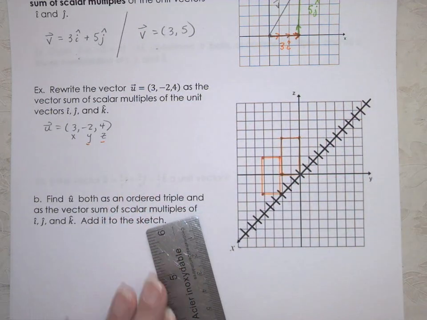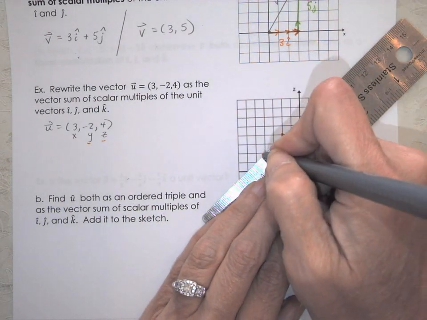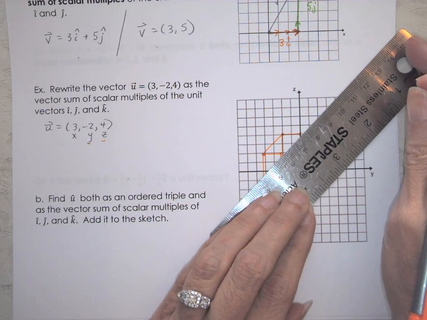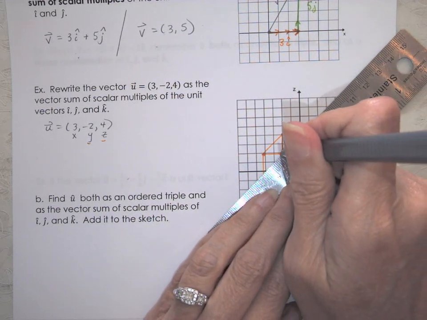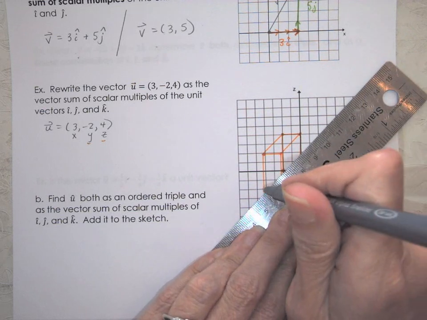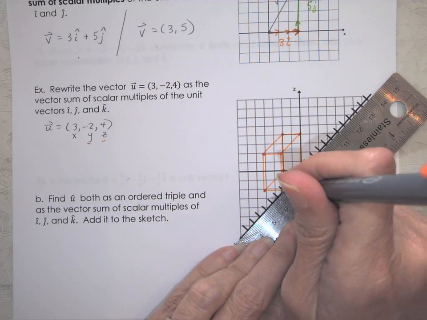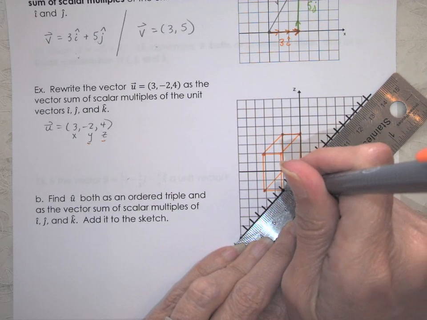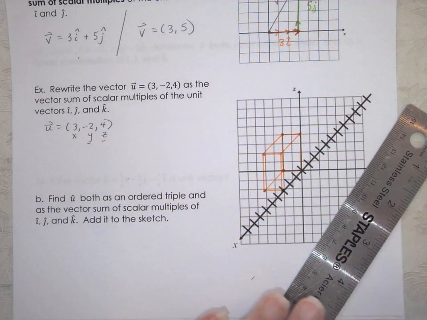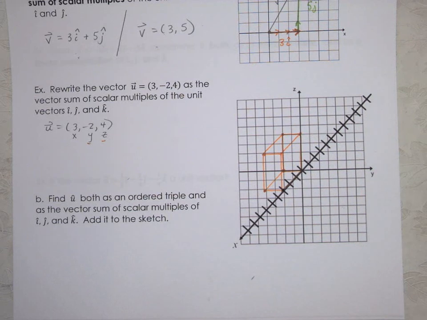And then to finish my box, I'm going to join the corresponding corners with a ruler. And then this one goes along the x-axis. So there is my box drawn. This one's hard, it's hard for it to show up. Okay. So I know that starting at 0, 0, 0, that's going to be where my vector starts.